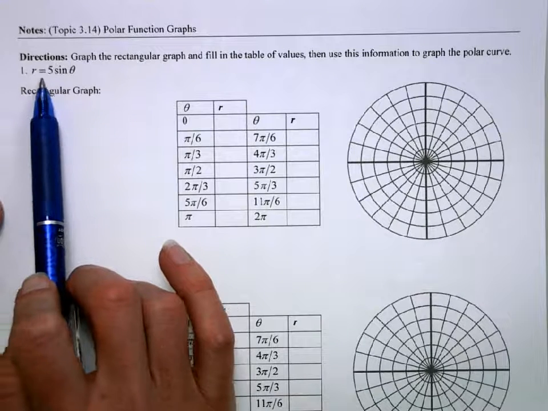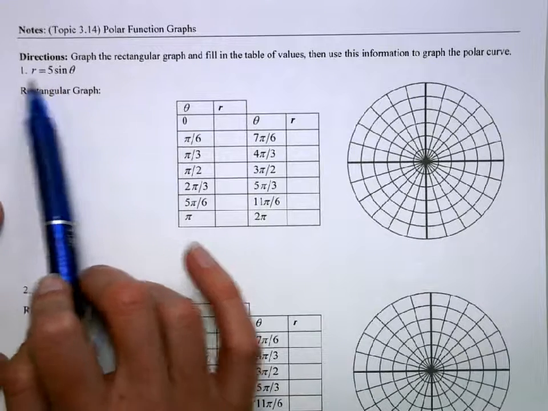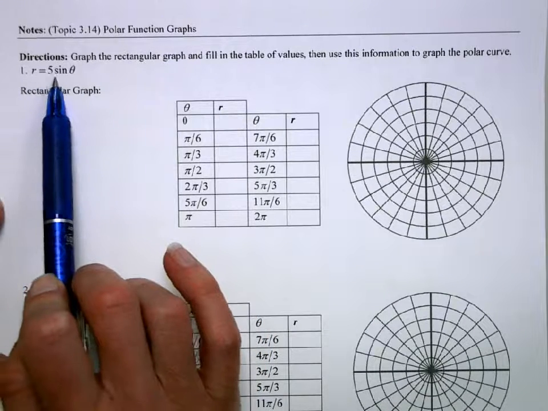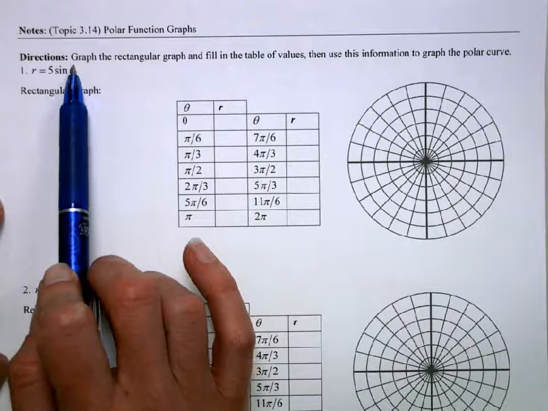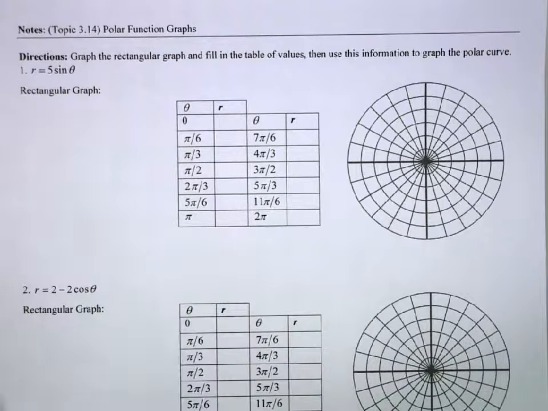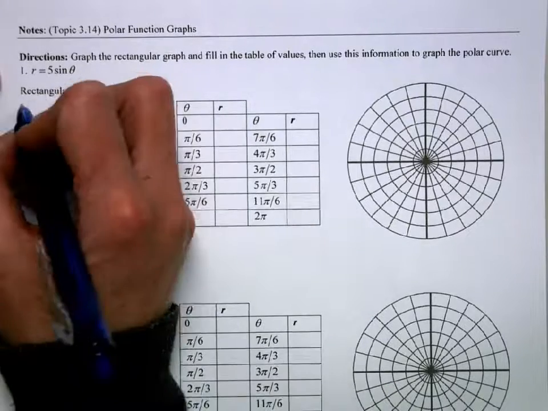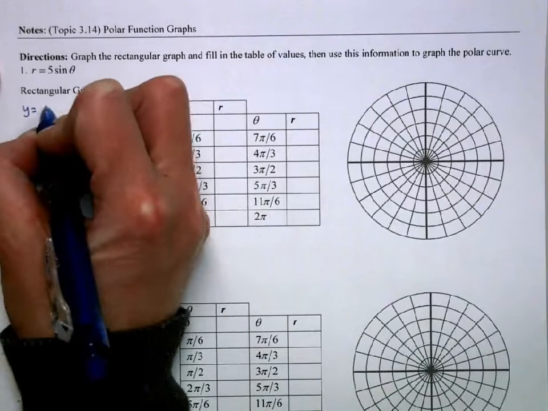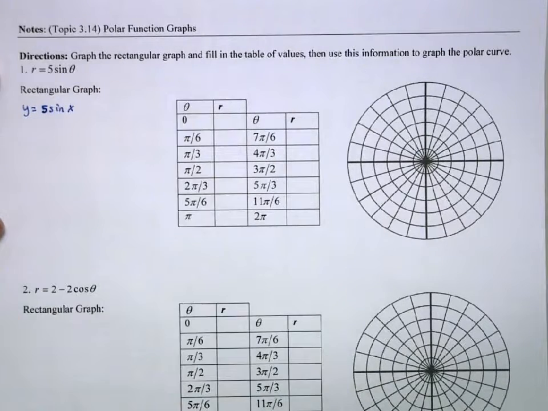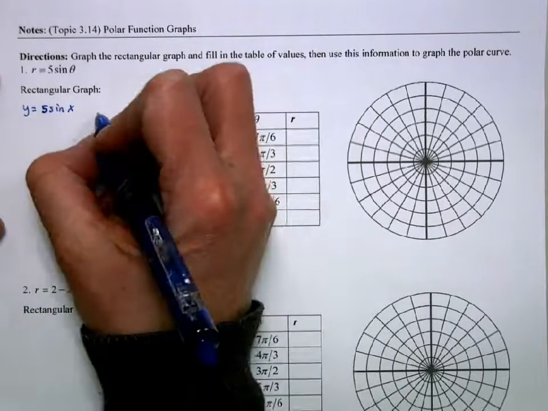The first one we're going to look at is r equals 5 sine theta. This is a typical setup for a polar curve, where you have r equals something in terms of theta. My inputs are going to be theta, and we'll get out corresponding r values. The first way we're going to look at this is what does the rectangular graph look like? Meaning, if I were to graph 5 sine x, what does that look like?